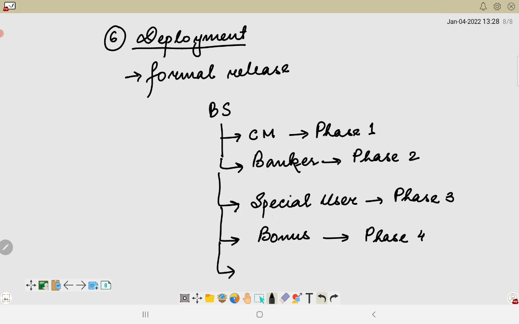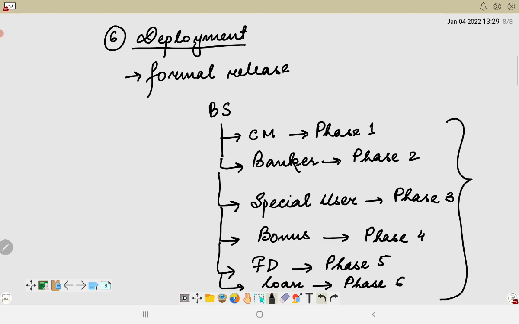Maybe in the fifth one, I have a fixed deposit module, so it is having a phase 5. Okay, it is released in phase 5. Likewise, maybe I have a loan module, so this has been released in phase 6. So likewise, my software can be deployed or released in a phase wise manner, or together this banking software could be released into the market. Okay, altogether also it can be released.